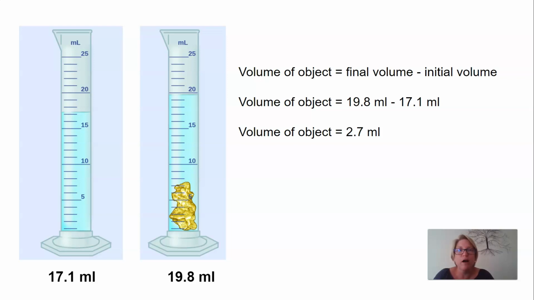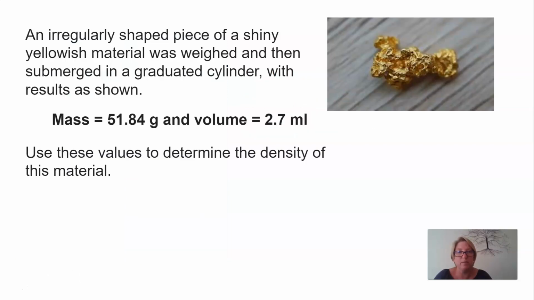So the volume of our object is 2.7 mils. So jot that down. Now we've got the mass of our yellow shiny object and we've got the volume. So we've got the two figures that we need to be able to calculate density. Here is our shiny yellowish material. We weighed it and we submerged it in a graduated cylinder, and here we have our results. The mass is 51.84 grams and the volume is 2.7 mils.